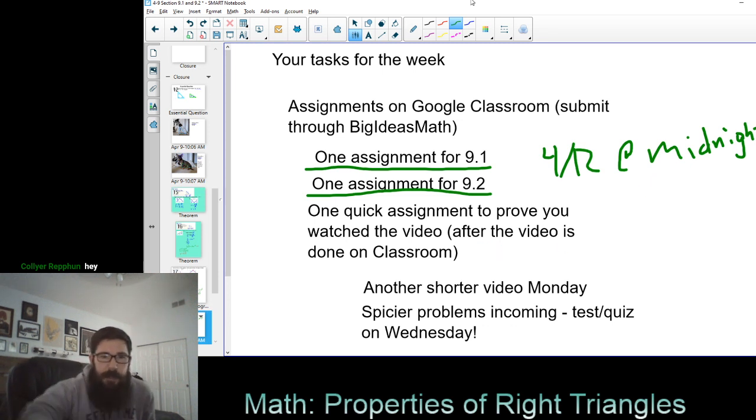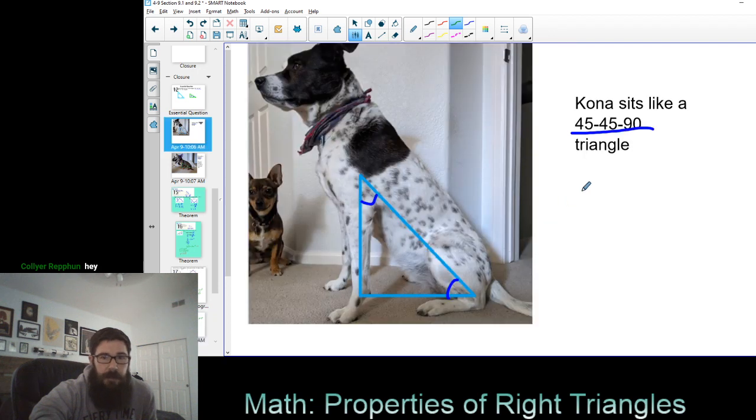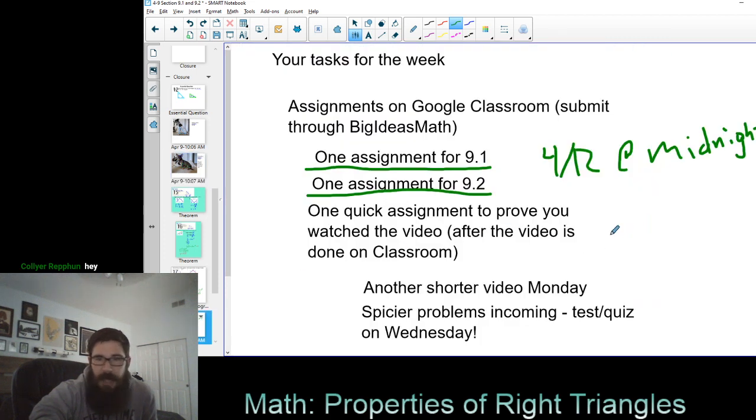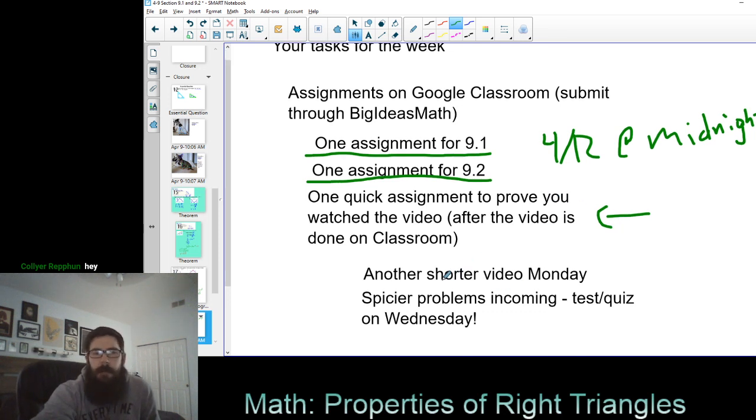There's going to be another quick assignment that basically just proves that you watched the video once I upload this. I'm going to go back one more time as a reminder for that. Kona, big dog, 45, 45, 90 triangle. OB, small dog, 30, 60, 90 triangle. You're going to need to use that information. If you watch the video, it'll be a free little thing, and that's basically a way of proving to me, hey, I watched the video, Mr. Kleepak.